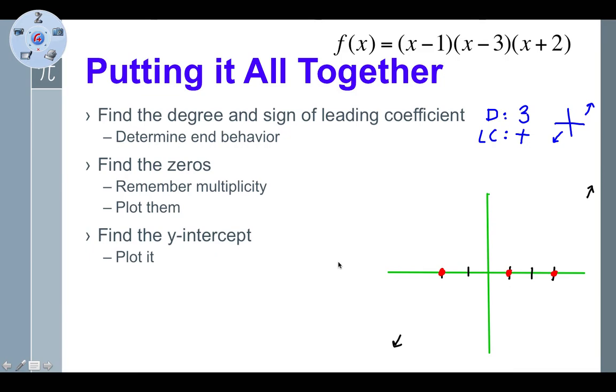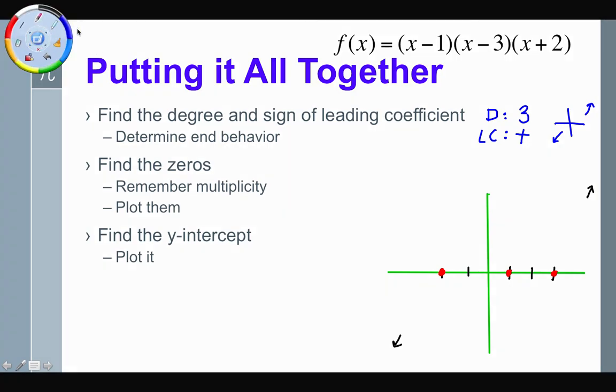We need to find the y-intercept. Well, the y-intercept is when we plug in x equals 0. When we plug in x equals 0, we get negative 1 times negative 3 times positive 2. As we mentioned from the last equation, this is a positive 6. So I need to go up to 6: 1, 2, 3, 4, 5, and 6. We need to plot that y-intercept.